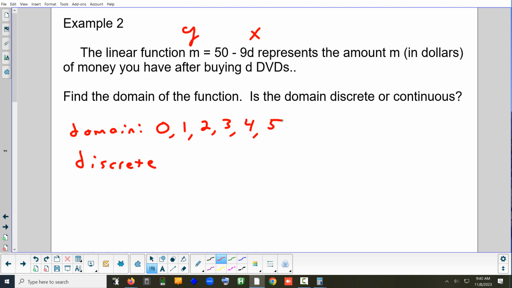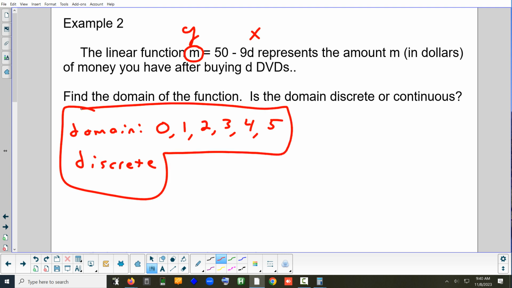If you try to buy 6, you're going to end up with a negative amount of money because you don't have enough money. Wait, where does it say that you can only buy 5 DVDs? Well, it doesn't say you can only buy 5, but it says this is the amount of money that you would have left. So can your amount of money at a store go negative and they'll still let you buy things? No. So we have to think about that one a little bit and say, yeah, you can't have negative money at a store. So 5 is the max. All right, so there's the domain and the discrete.